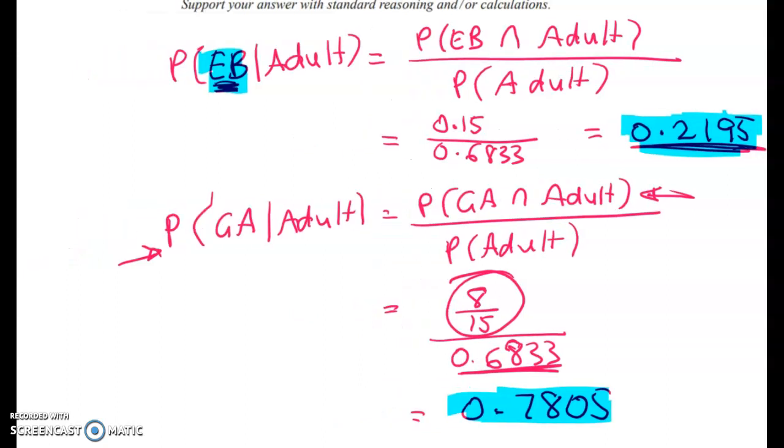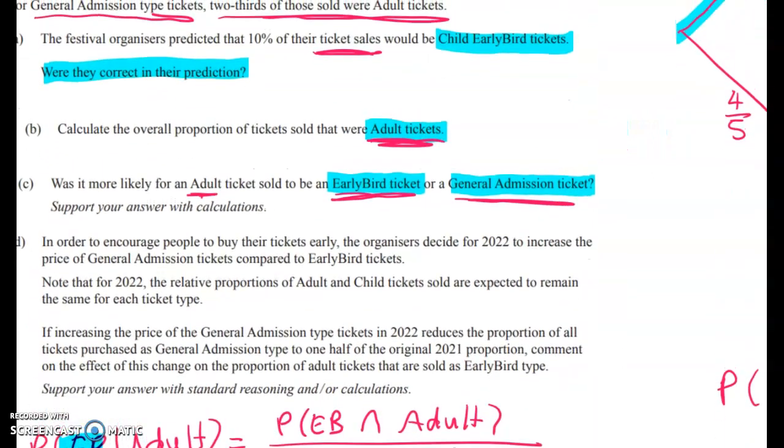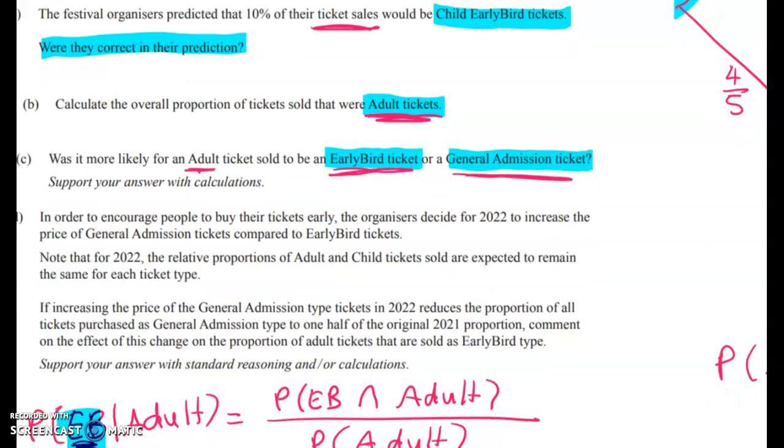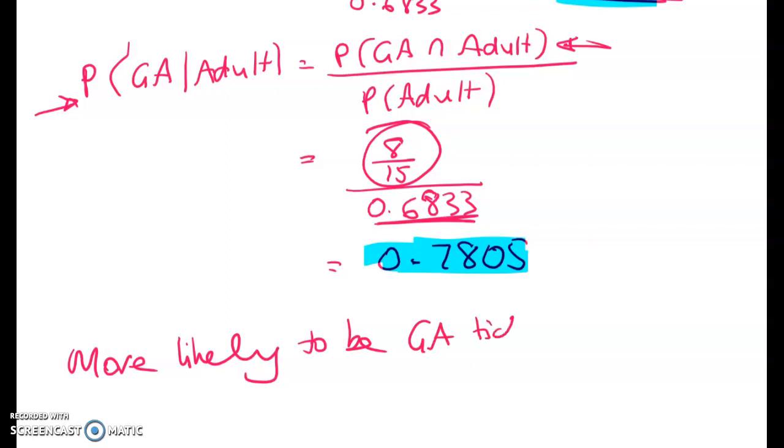Now, we haven't answered the question yet, so let's just check what we're asked to do. Okay. Was it more likely for an adult ticket sold to be an early bird ticket or a general admission ticket? So we need to just say that it's more likely to be a general admission ticket than an early bird ticket. In this question, that was all you were asked to do.